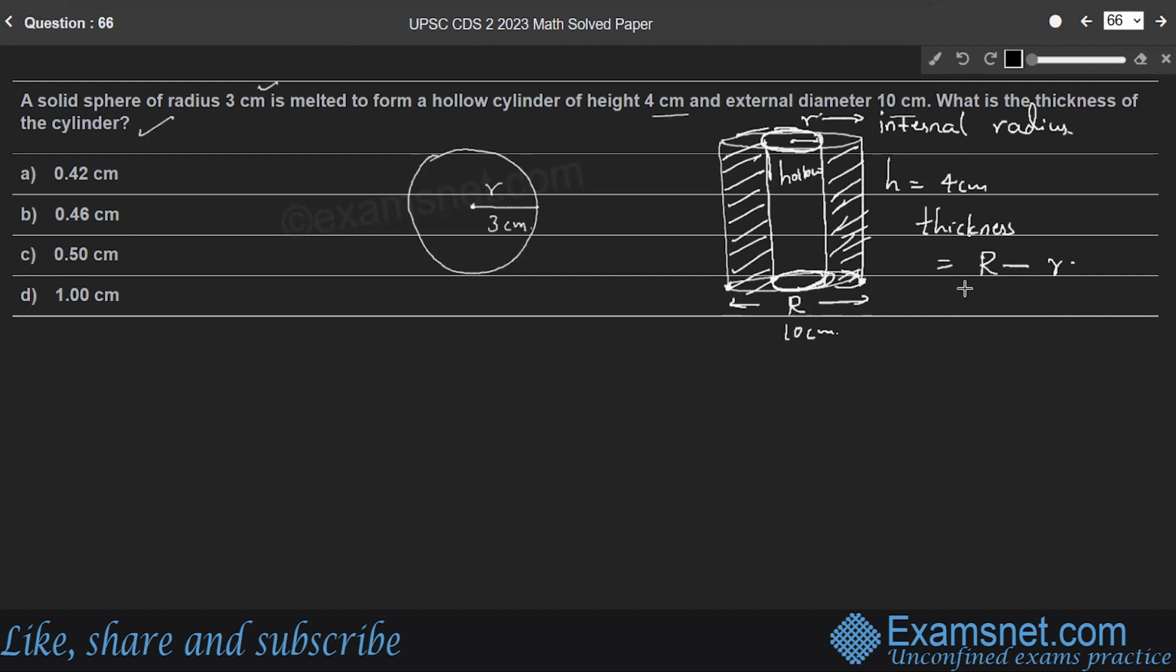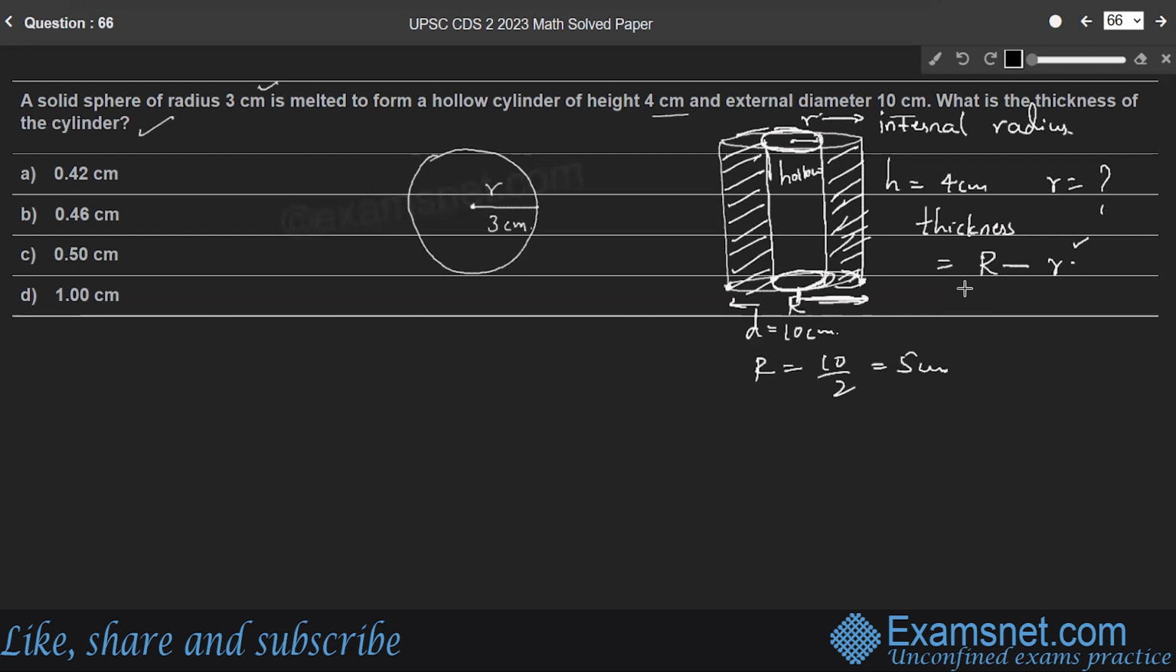External diameter is given as 10 centimeter. So the external radius is 10 by 2, which is 5 centimeter. So 5 centimeter minus the internal radius gives the thickness of the cylinder. So how to find the internal radius? We need this value, right? So what is small r?